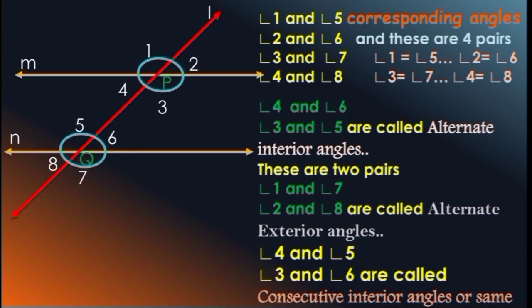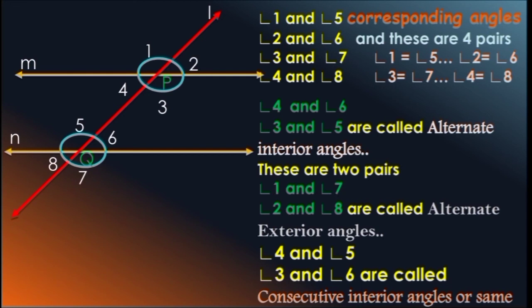Now look at another pair, angle 4 and angle 5, angle 3 and angle 6. These are called consecutive interior angles, or same side interior angles. Angle 4 and angle 5 are interior angles on the same side. So this type of angles are called consecutive angles. Consecutive interior angles are on the same side.